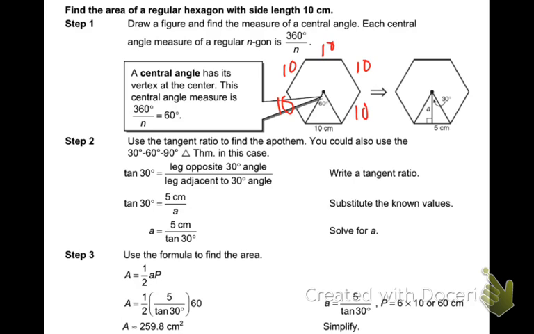Now, step 1 says, draw a figure and find the measure of a central angle. Central angle means the angle from the center. Each central angle measure of a regular n-gon is 360 divided by n. Where does that 360 come from? Does anybody guess? Circle. If I were to go all the way around on the inside there, I get a circle. Circle is 360. So to find the central angle, I take 360 divided by the number of sides. So how many sides was this one? It's a hexagon. So I take 360 divided by 6, and I get 60.